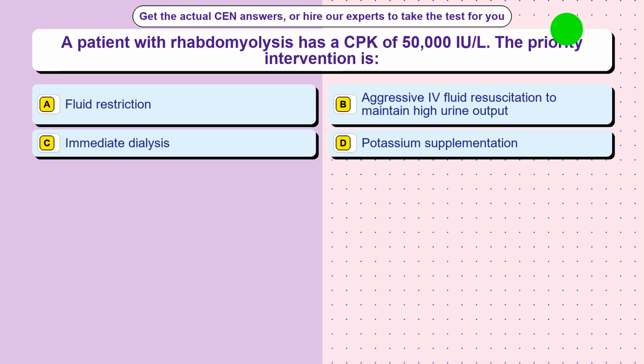Question 8. A patient with rhabdomyolysis has a CPK of 50,000 IU/L. The priority intervention is Option A, fluid restriction. Option B, aggressive fluid resuscitation to maintain high urine output. Option C, immediate dialysis. Option D, potassium supplementation.